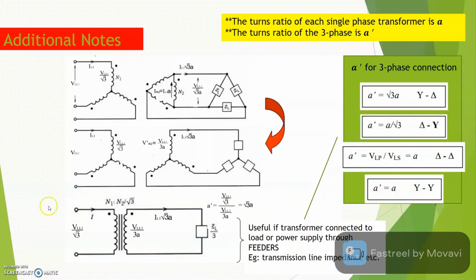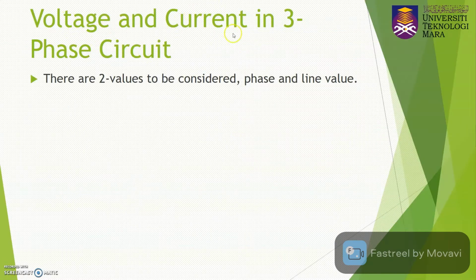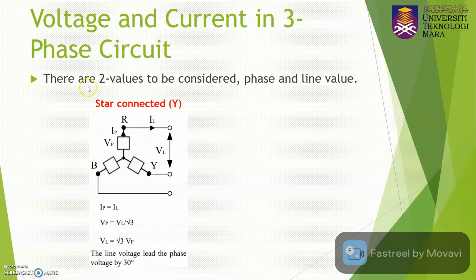Alright. For the voltage and current in a three-phase circuit, basically there are two values to be considered: the phase value and also the line value. Remember, the phase value and line value are not the same. Let's say you have a star connection like this, where here is your I line. In this case, I line will be equal to I phase. So here I phase, here you also have I phase. In this case, I line will be equal to I phase.